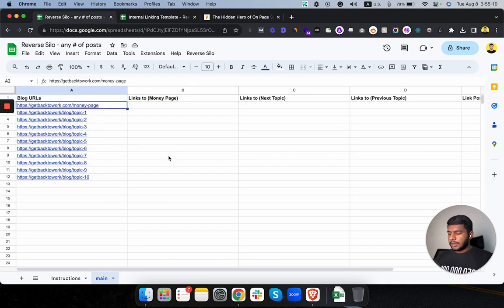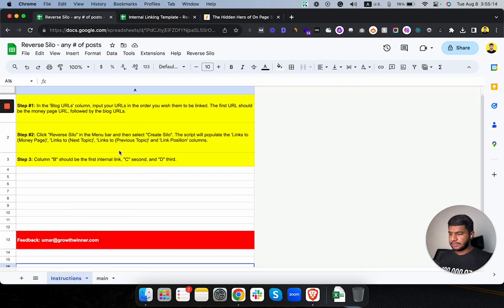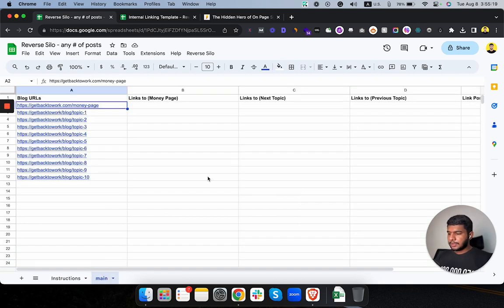So the process is really simple. I have the instructions here in the first sheet as well. So you need to put your money page at the top, like in cell A2, and the other supporting pages for that money page under it, right? So in this example, I am taking 10 supporting pages for this money page as an example. You can take more than that. You can take even 3 supporting pages, right? This script would work for any number of blog posts.